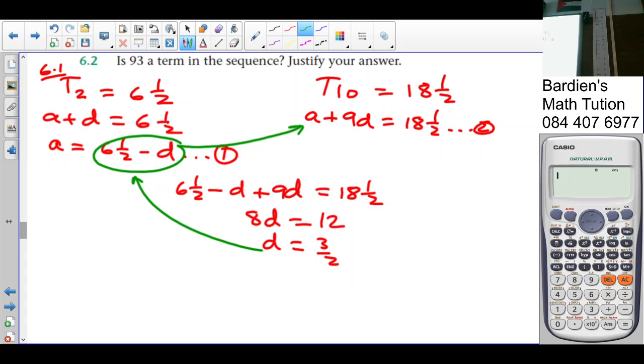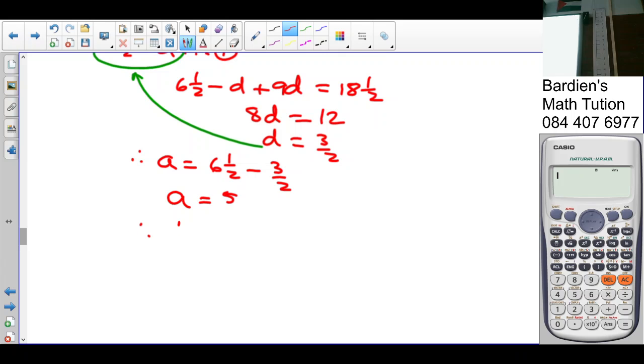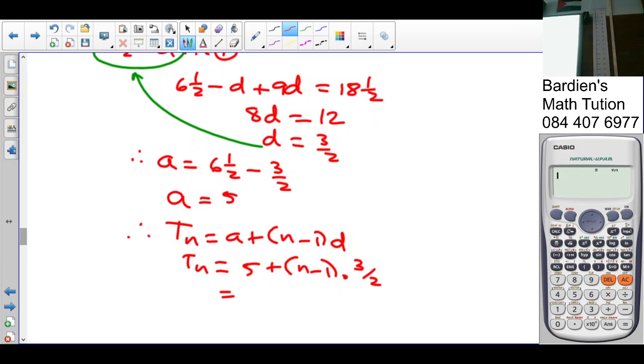So what do we do now? We sub that back into there. We now say therefore a is equal to 6.5 minus 1.5. It's going to give you 5. Is 5 correct? Right. Did you answer the question? No. So therefore the general term is Tn is equal to a plus n minus 1 times d. What's my a value? 5, plus n minus 1 times 3 over 2. So we multiply this in, I get 3 over 2 n minus 3 over 2. 5 minus 3 over 2 is going to give you 7 over 2. Is that correct? So that's your general term.